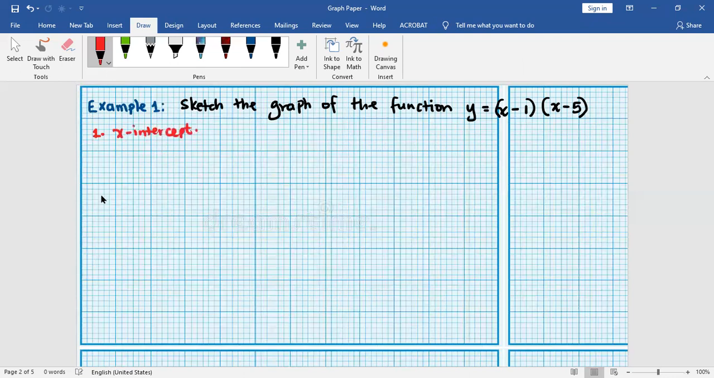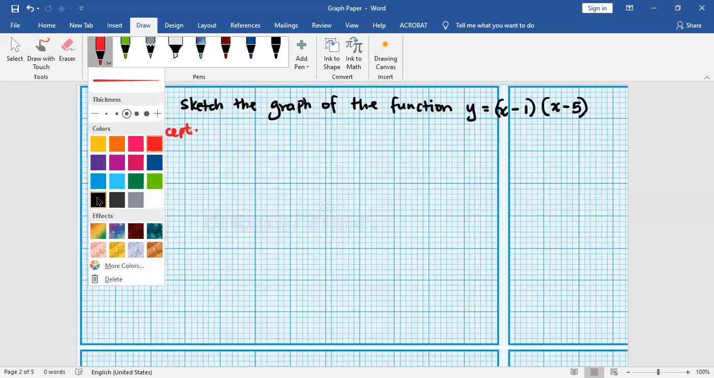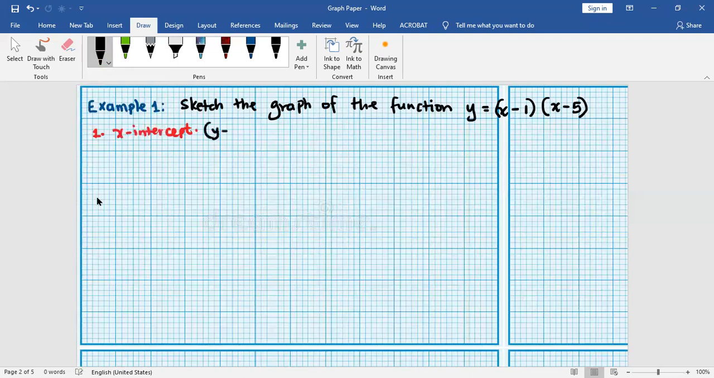Now, the x-intercept happens when y is equal to 0. So instead of having y is equal to x minus 1 into x minus 5, we are going to say that x minus 1 into x minus 5 is equal to 0.